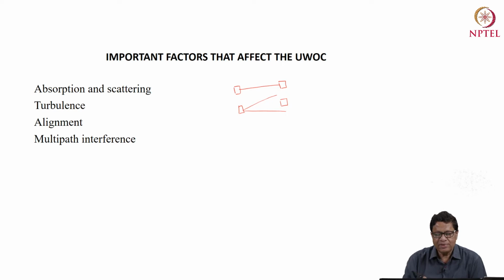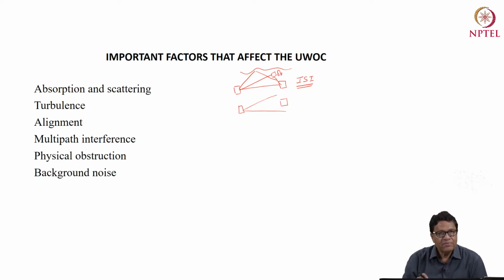And multipath interference. In a point-to-point link, it is not necessary that you get all the light from the transmitter in a straight path, that is line of sight. There is a possibility of light also coming from different other paths, getting reflected from the surface, for example. If there is some object somewhere inside the water, it may be reflected from there. So this might result in some sort of multipath interference, and you will have some sort of delay spread at the receiver, and that might introduce ISI, that is intersymbol interference.